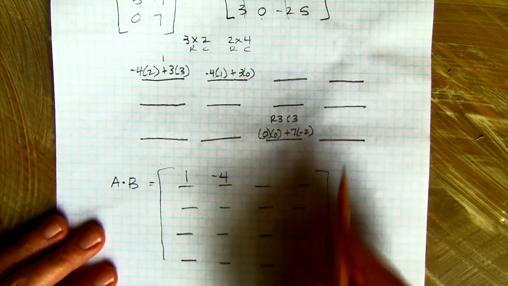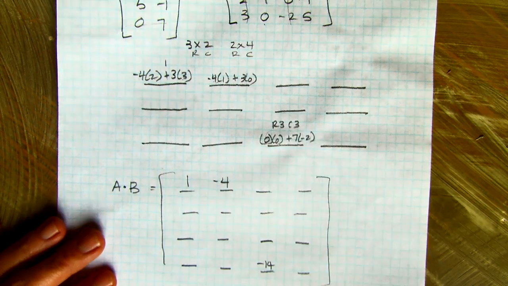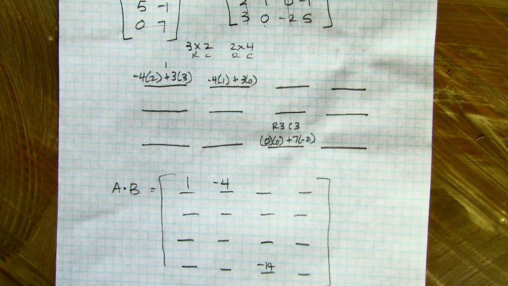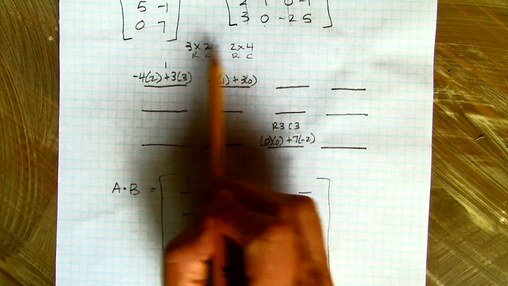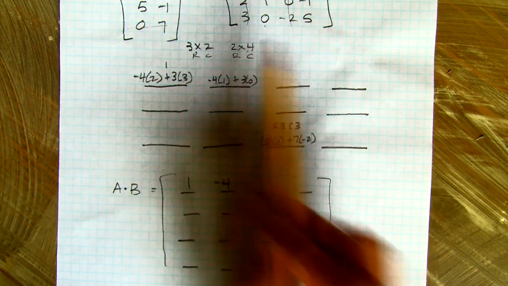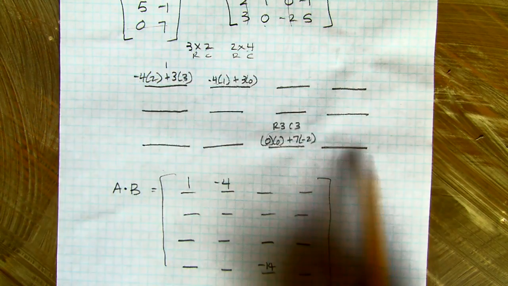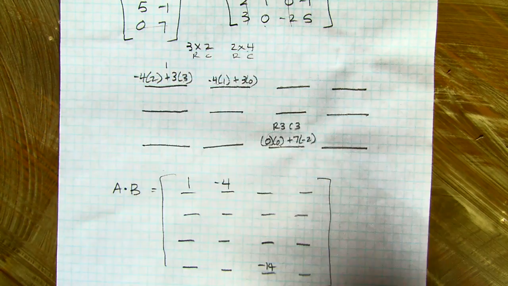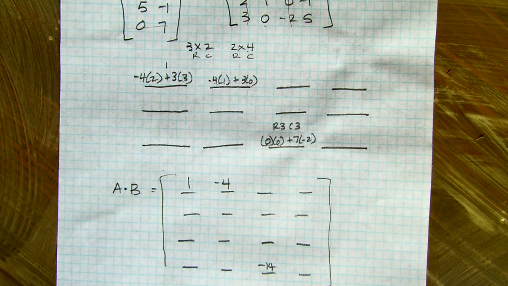What was this? 0 times 0, so that was negative 14. But if you were doing it, I would suggest you do it in order. Make sure these match. This is your solution matrix. Set it up, and then basically your solution matrix tells you how to go about performing the multiplication. Right on. No worries.